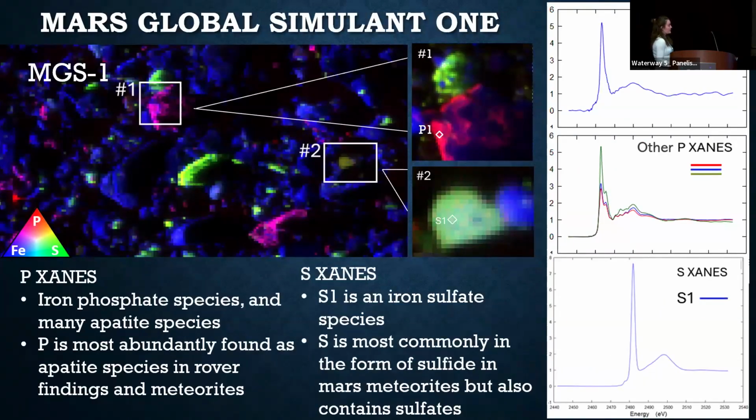Finally, our last simulant that we looked at was the Mars Global Simulant 1. This one was very interesting. For the phosphorus, we saw an iron phosphate and then many apatite species, which is very in line with what we've seen in these meteorites, where the primary concentrations are these apatite species and there is a low concentration of the iron phosphates, which is very interesting. For the sulfur, again, it was an iron sulfate species, and again, we did not see any stable forms of sulfides.